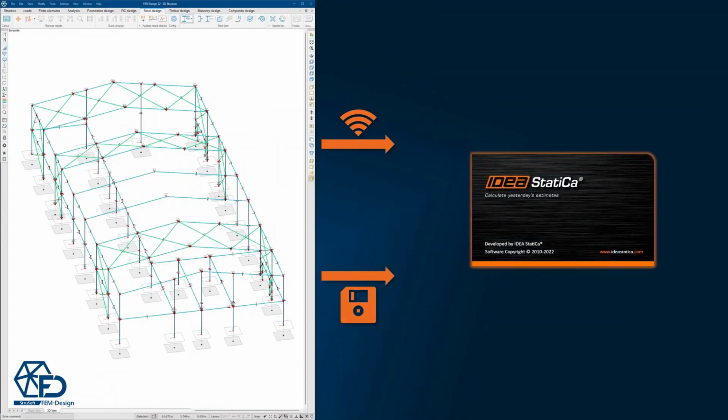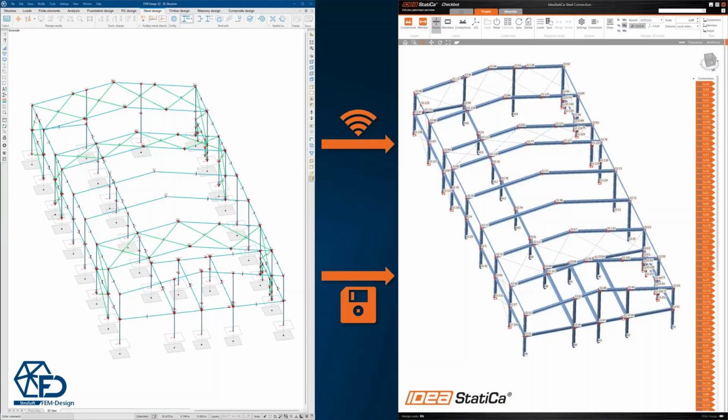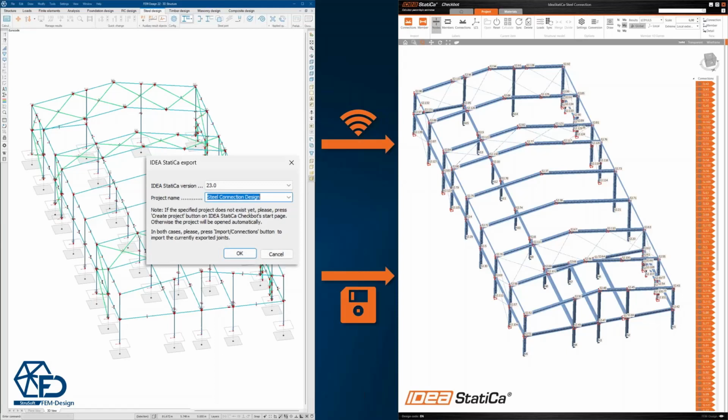The transfer of the data is done between FEM-Design and IDEA StatiCa Checkbot, and in two possible ways: via a live direct connection if both programs are available on the computer, or via a dedicated file if the two programs run on separate computers. In the case of a live connection in FEM-Design, we can select which installed IDEA StatiCa version we want to work with and enter the name of the project. The connection works with IDEA StatiCa 22 and the new 23.